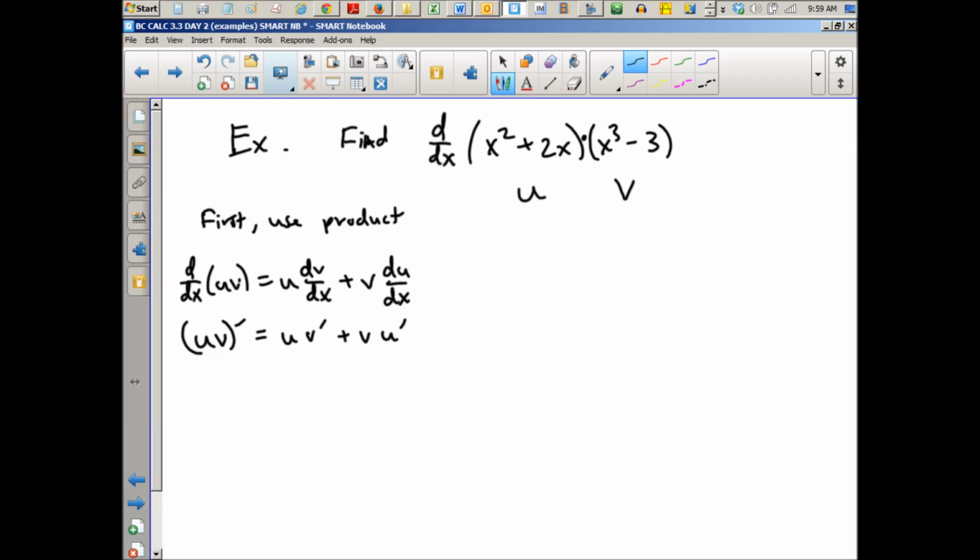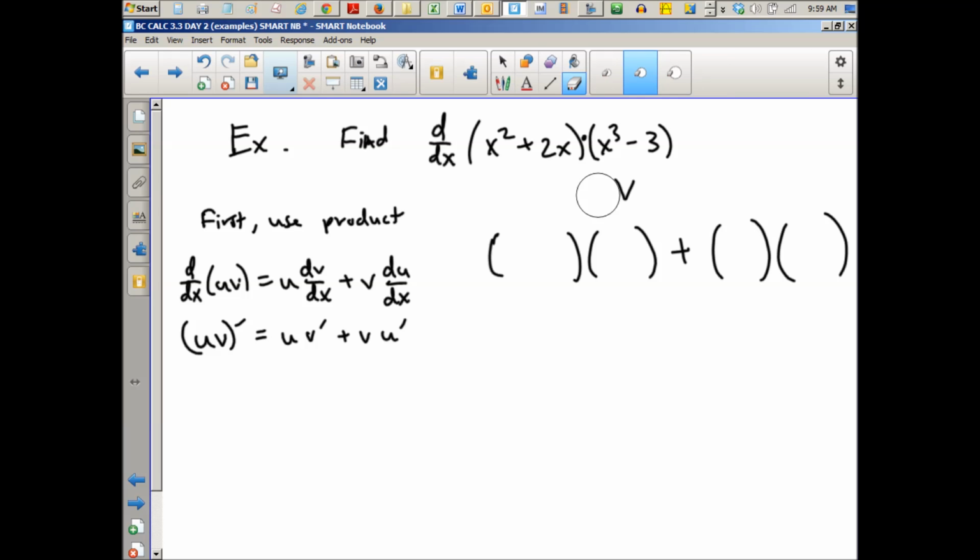Okay, so first thing we're going to have to understand is that this becomes basically a 4-part answer. And I like to think of it as fill in the blank. So right here, I'm going to be putting my u. This will be v prime, that's just the derivative. And this is v, and this is u prime. And this, remember, is u and v. So we got half of this for free. This is just x squared plus 2x. And this is just x cubed minus 3.